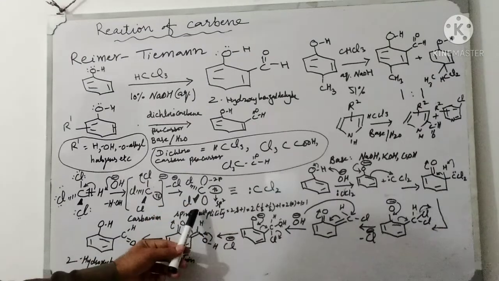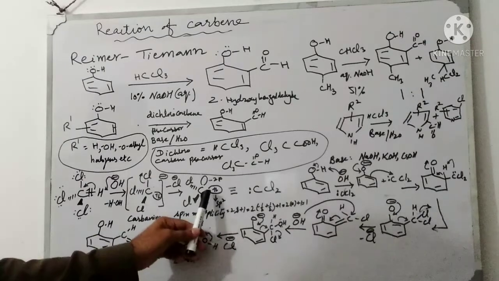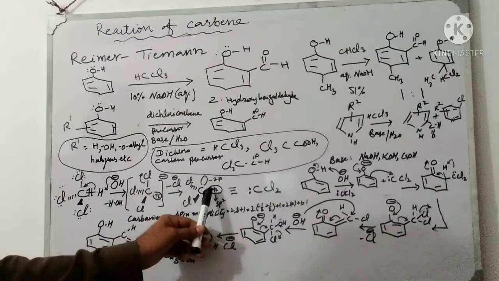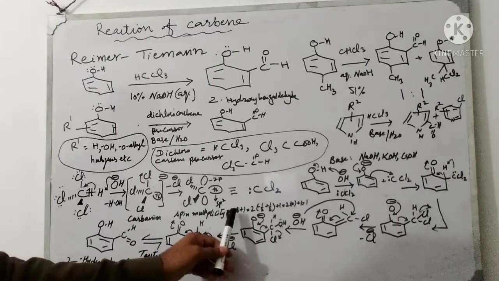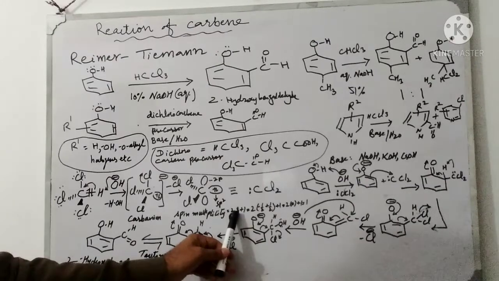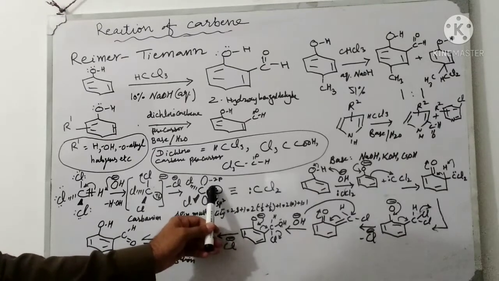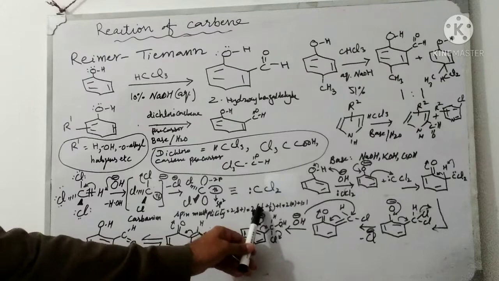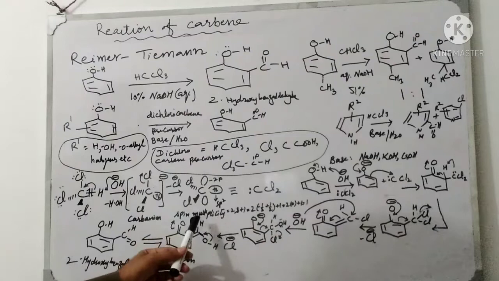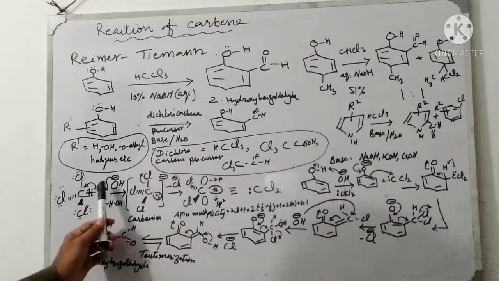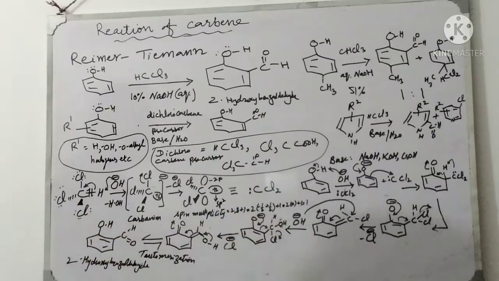So if we calculate the spin multiplicity of this carbene, this carbon is singlet, so the 2 electrons have opposite spin. The formula for spin multiplicity is 2s plus 1, where s is the spin quantum number of the electron. One electron is clockwise, the other anti-clockwise, so minus half and plus half, which sum to 0. So 2 into 0 plus 1 gives 1. So it means that this carbene, generated from the chloroform and sodium hydroxide reaction, is singlet. The spin multiplicity is 1.